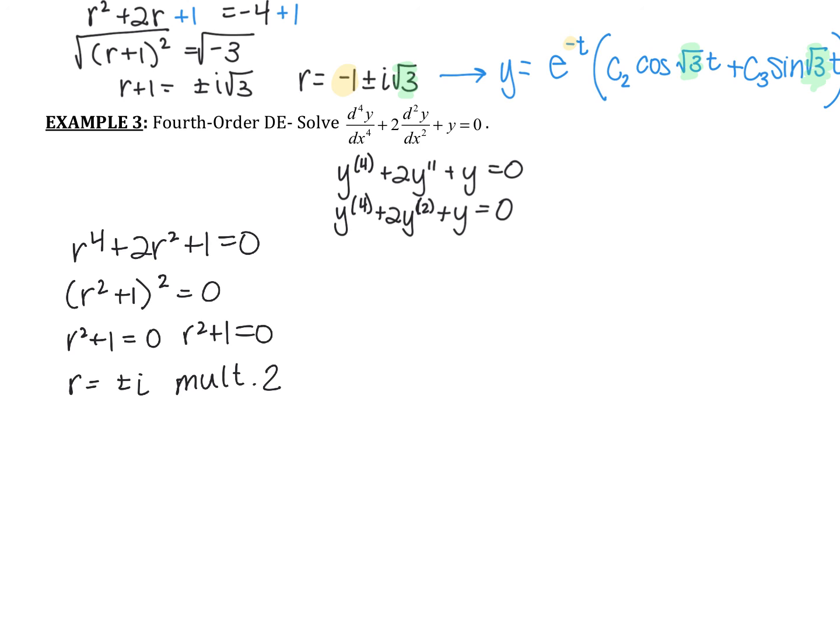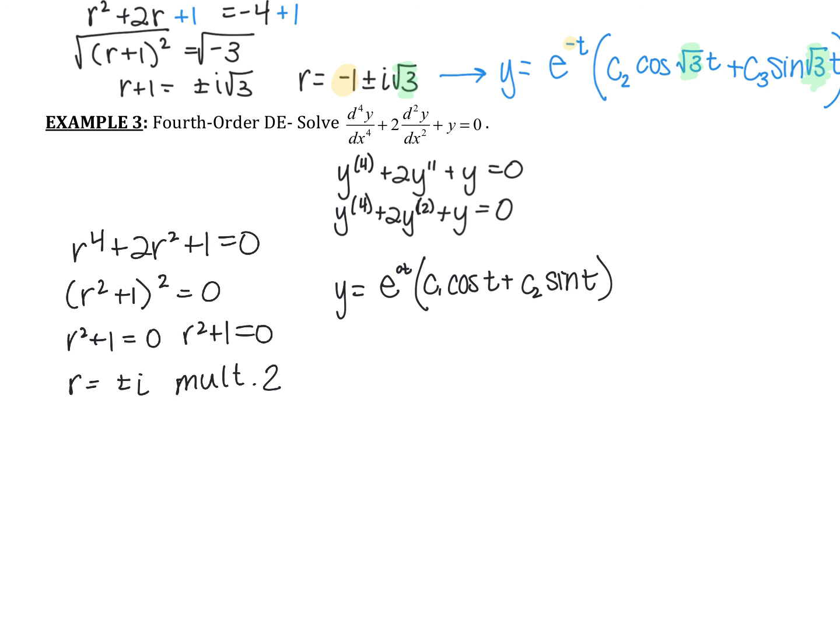All right, so you guys, this has a multiplicity of 2. So we have positive i 2 times and negative i 2 times. So now what? It's messy. If I only had it one time, I would have y equals e to the 0t, which, yes, we probably wouldn't write this. I'm just going to show you for just a second. C1 cosine t plus C2 sine t. Agreed?